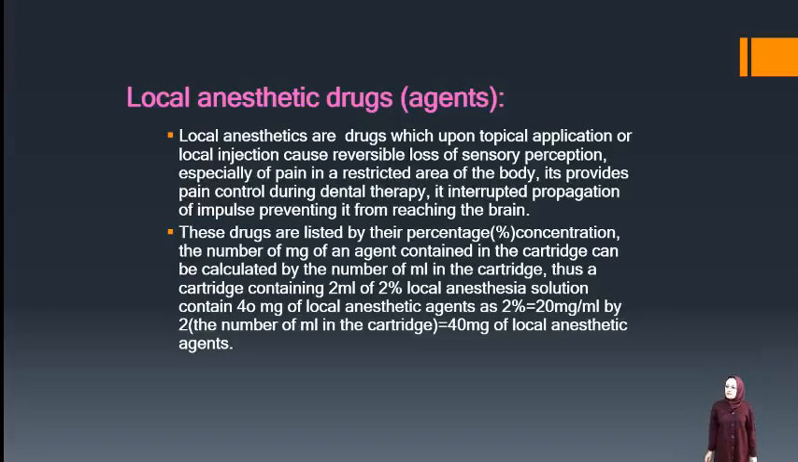These drugs are listed by their percent concentration. The number of milligrams of an agent contained in the cartridge can be calculated from the number of ml in the cartridge. Thus, a cartridge containing 2 ml of 2% local anesthetic solution contains 40 mg of local anesthetic agent, as 2% equals 20 mg per ml, multiplied by 2. Okay?